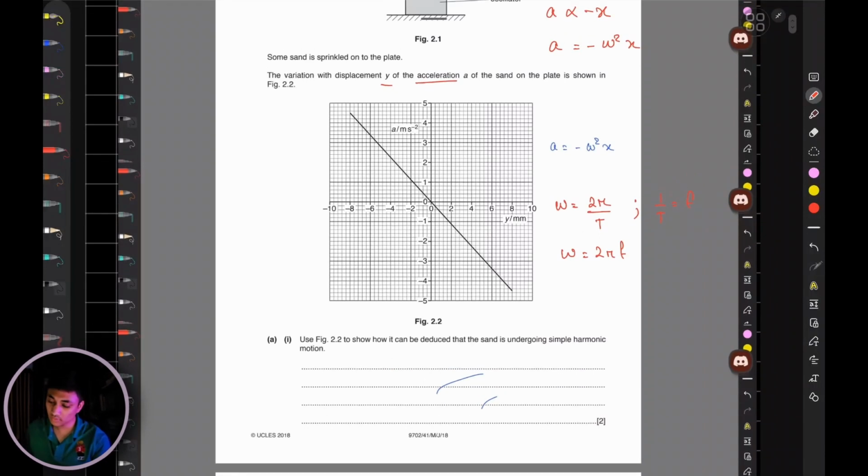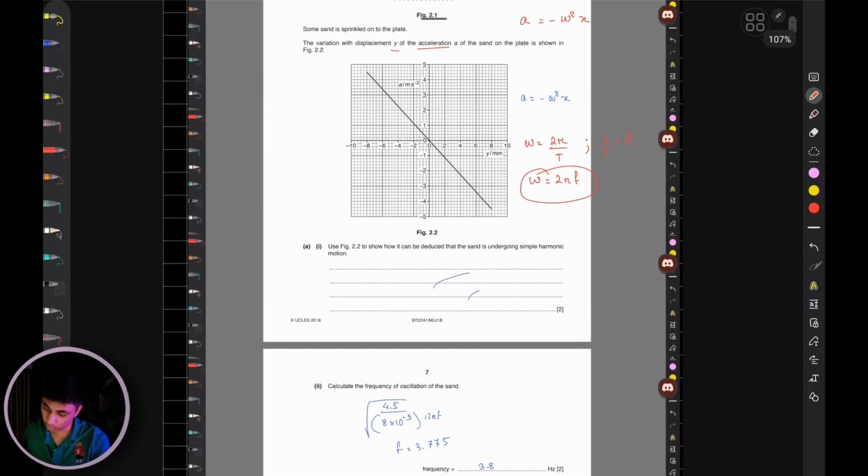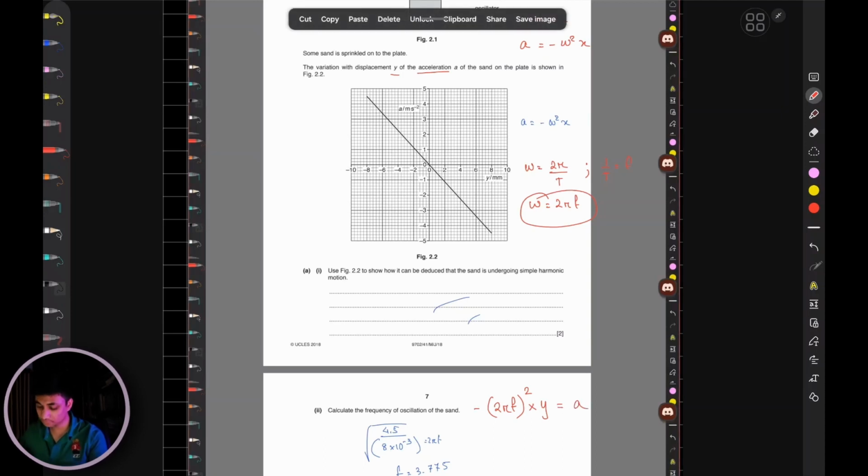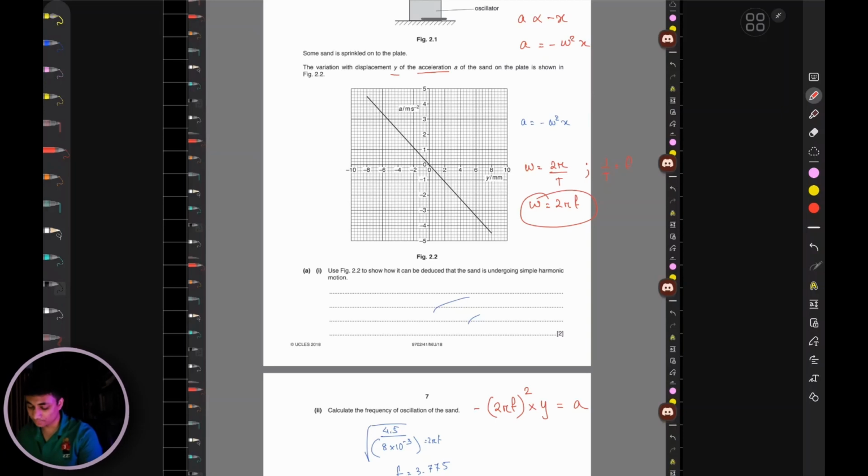Great. So, I can form an equation from this. How? So, I can input this into this formula, right? So, let's do that. And we're going to be left with 2 pi f whole squared times x. So it's supposed to be y actually, because they're representing displacement as y. So I'm going to write it as minus y over here and equals to my acceleration a.